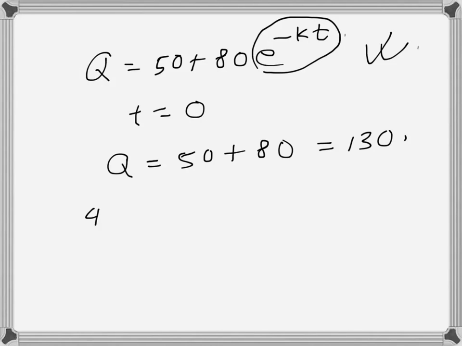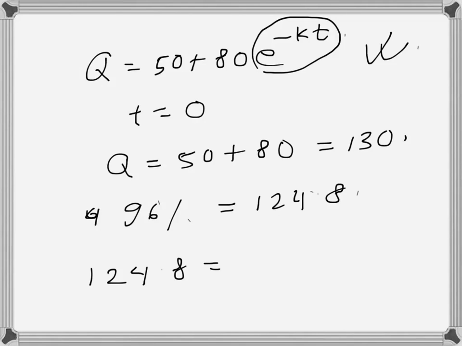So it decreases by 4%, that means what remains is 96%. So 96% of 130 is 124.8. So after 10 years, what remains is 124.8. So 124.8 equals 50 plus 80 e to the power minus k times 10. So this information we will use to find the k.